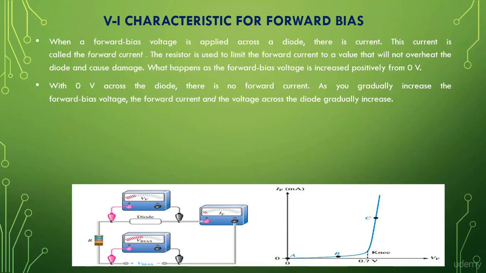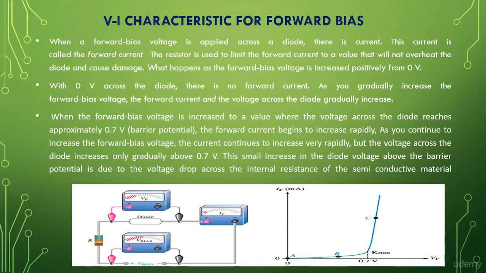As you gradually increase the forward voltage, the forward current and the voltage across the diode gradually increase, and you can see that when you increase the forward voltages, the forward current and the forward voltage across the diode gradually increase. When the forward bias voltage is increased to a value where the voltage across the diode reaches approximately 0.7 volt, so 0.7 for the silicon, in this figure you can see this is the point of 0.7 volt, and this is the knee point.